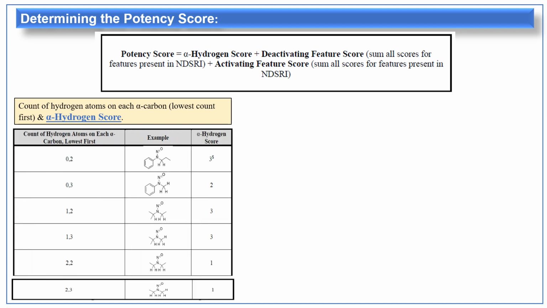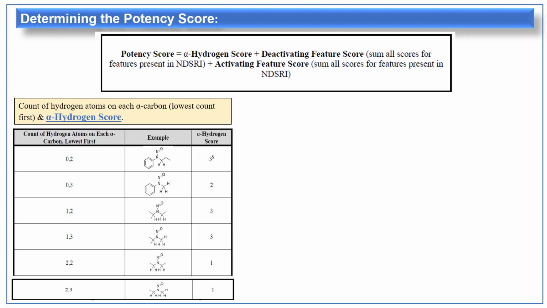So this table is specifically provided. If you look at the example in the middle column, if this kind of structure is present where on the left side of the alpha carbon there are 0 alpha hydrogens and on the right side there are 2 alpha hydrogens, right? Then you write it as 0 to 2, and for that the alpha hydrogen score is 3. You have to note that this is a standard structure, so you just have to note the structure given in the example. If that kind of structure is present and 0, 2 alpha hydrogens are present, the score is by default going to be 3.